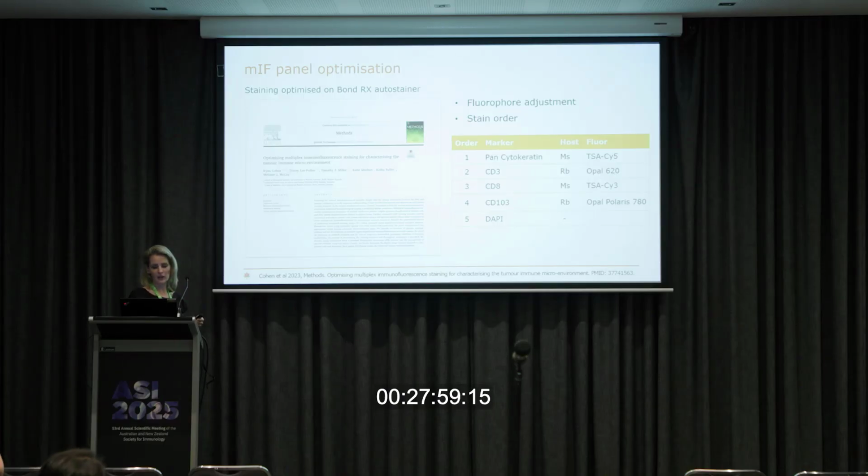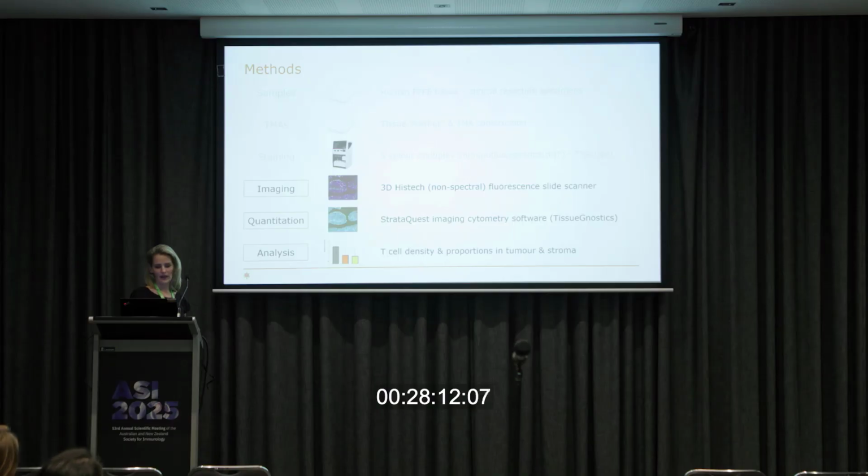And so we did that between, I think, a mouse and a rabbit round. The other staining order consideration is that this marker here, the Polaris 780, has to go at the end. So because CD103 had to go at the end and Polaris had to go at the end, they kind of had to go on the same couple.